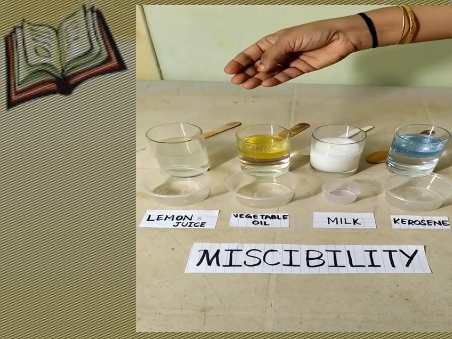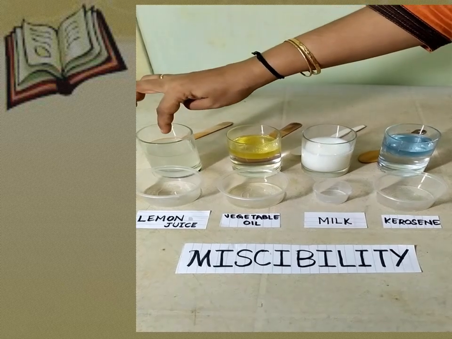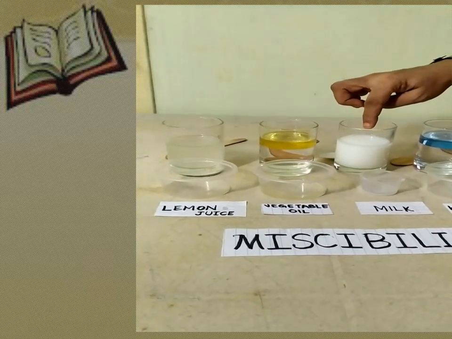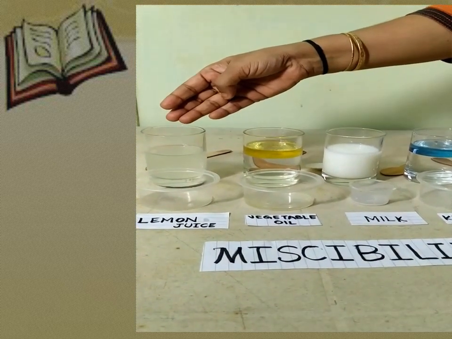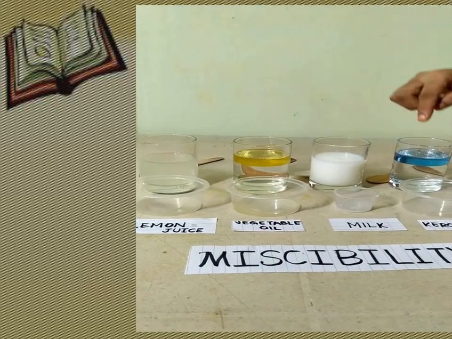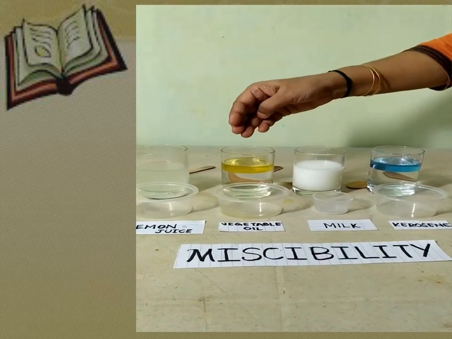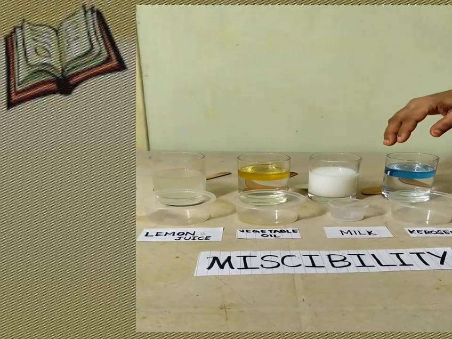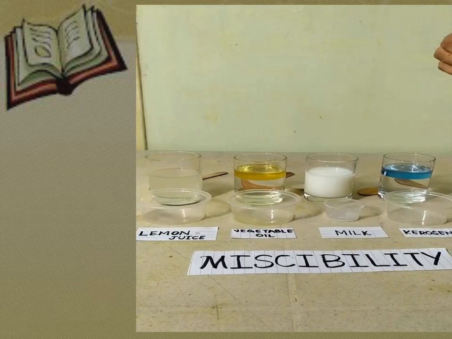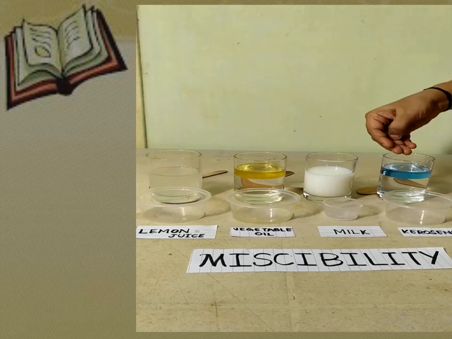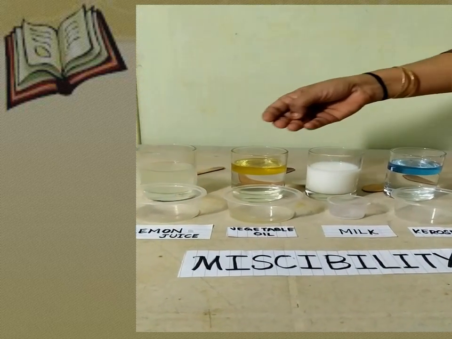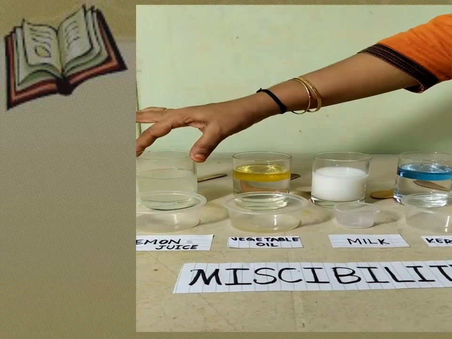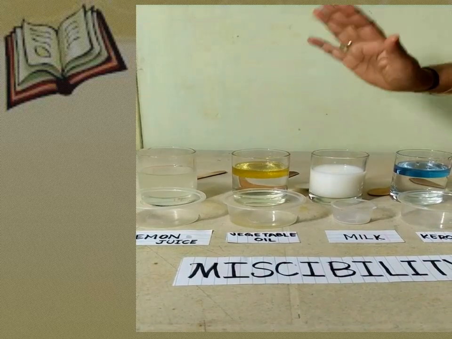And when we observe after a few minutes, we can see lemon juice and milk has mixed with water thoroughly, and it is not seen separately as water and milk or water and lemon juice. But in the case of vegetable oil and kerosene, we can see the separate layer of oil and the kerosene in a different color, and it floats on top of water. So like humus, when we were checking with solubility, we can see oil floats on top of water. These two are called immiscible liquids, and the other two, milk and lemon juice, are miscible liquids.